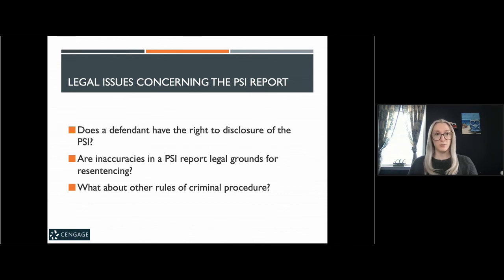It has to be factual, it has to be objective, and you have to make sure you verify all of the information that's in there. So when there's inaccuracies in the PSI report, is that legal grounds for the offender to be resentenced?